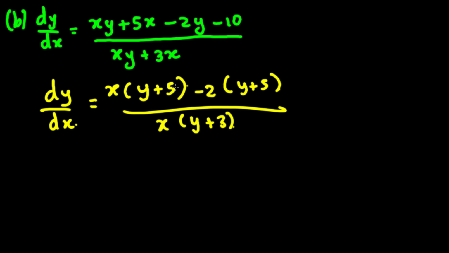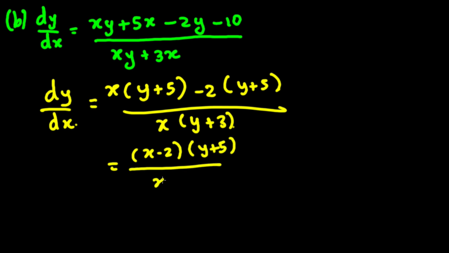Now, whenever we have a situation like this, we can also write this one. This is equivalent to x minus 2 times y plus 5. And in the denominator, we will have x times y plus 3. And in the other side, we have dy by dx. Now let's see whether we can separate this y and x terms together. Now it's very clear we can separate. Now let's go ahead and do that.